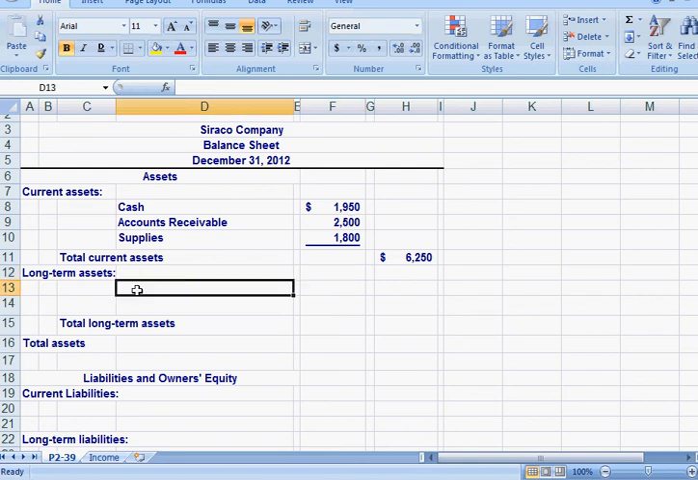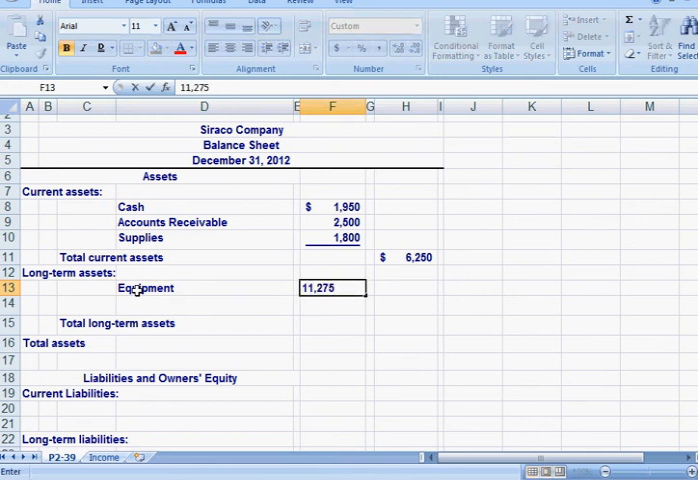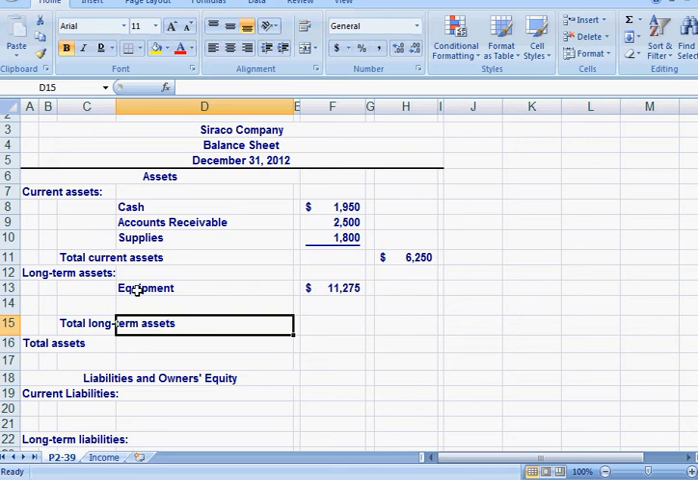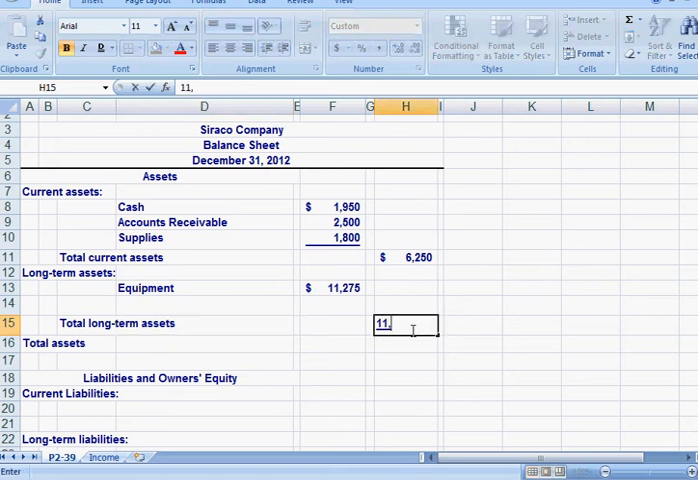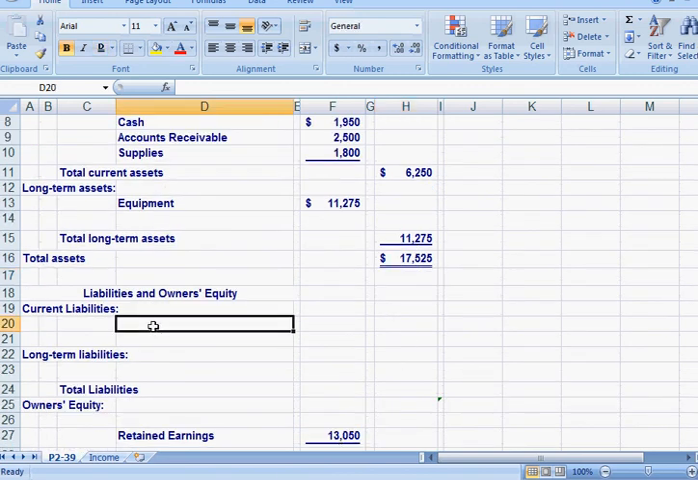Then we're going to take a look and see what long-term assets we have, and in this case it's equipment for $11,275. That's the only one that we have, so our total is going to be $11,275. So our total assets, if we added the $6,250 and the $11,275, are $17,525.